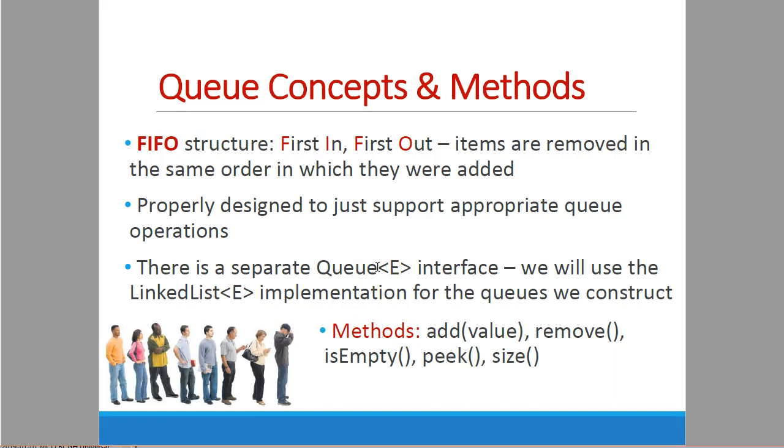So there is a queue interface, but it is an interface. It's an abstract class, so you can't actually create a queue of integers. You actually have to create one of the subclasses. Linked list is one of the subclasses. So you will not be able to just type new queue. You have to type new linked list.